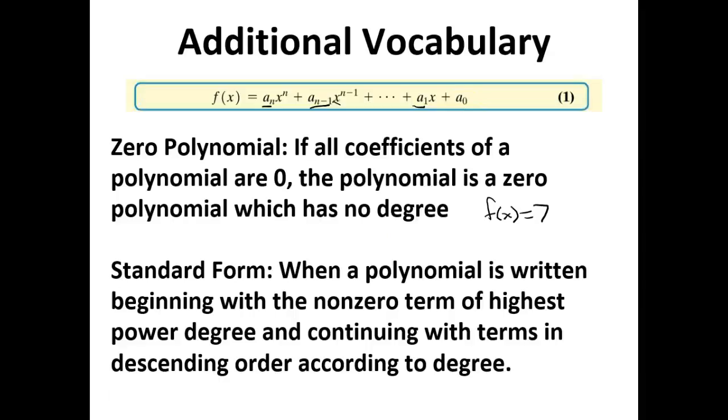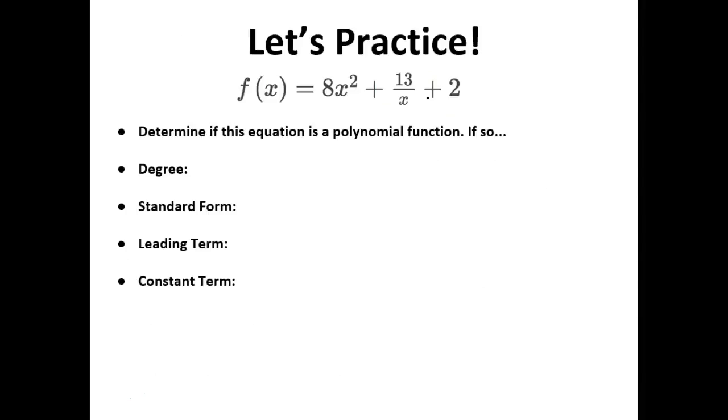Standard form is when the polynomial is written with the non-zero term of the highest degree first. We're looking for the biggest exponent first, and then continuing on down in descending order. So we start with the biggest exponent term and just work our way down with the exponents. That's called standard form.